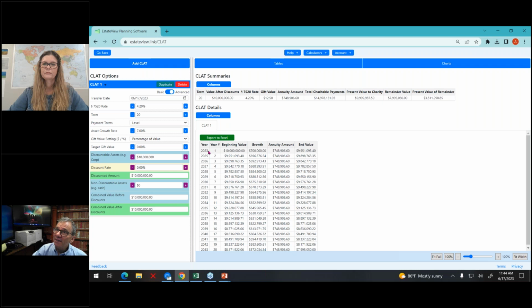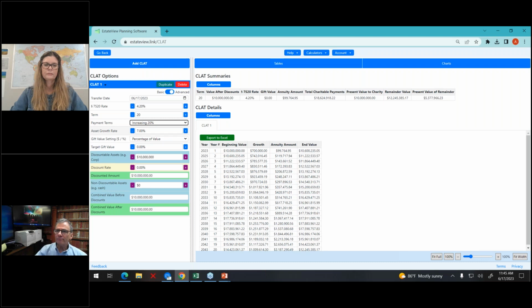But it doesn't have to be level payments. I can make it, for example, increase 20% a year. Now, the regulations for GRATs specifically allow you to do this by 20% a year. So I'll click on 20%. Now look at this. The first payment is only $99,000. The last payment is $3.1 million. Now the remainder interest is $12 million coming to my family or coming back to me, and the present value of that is $5.3 million.